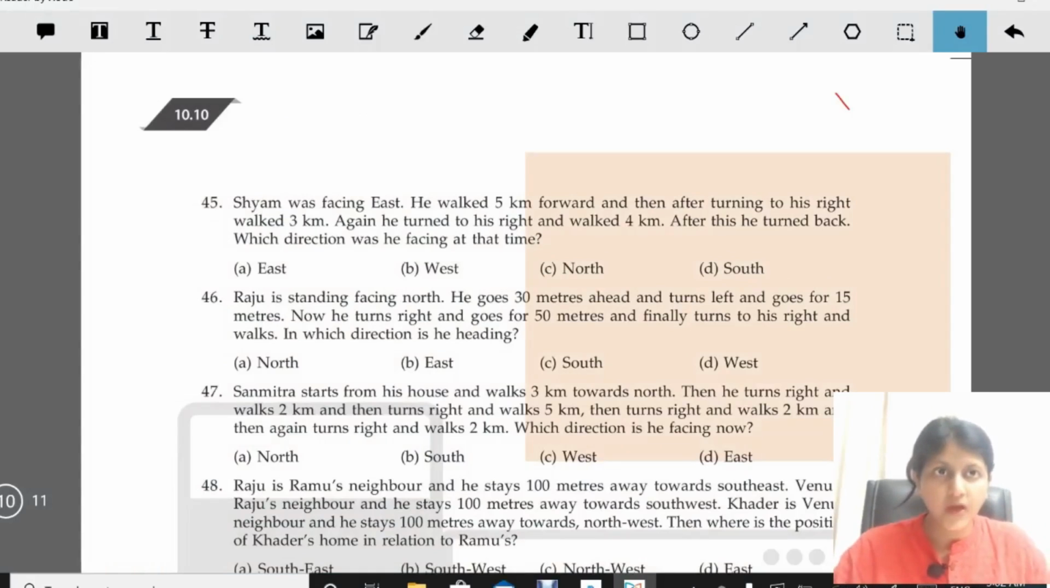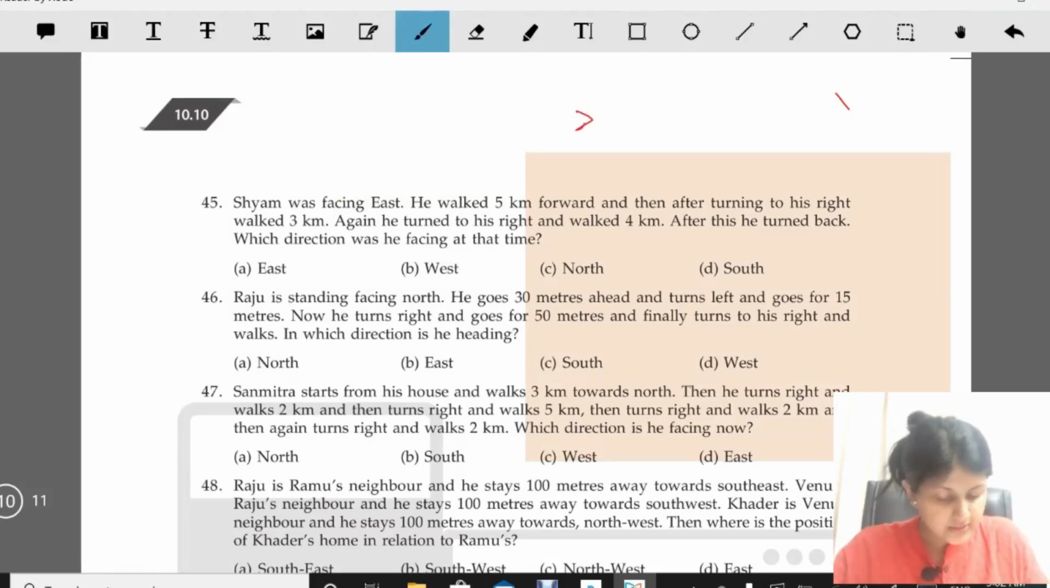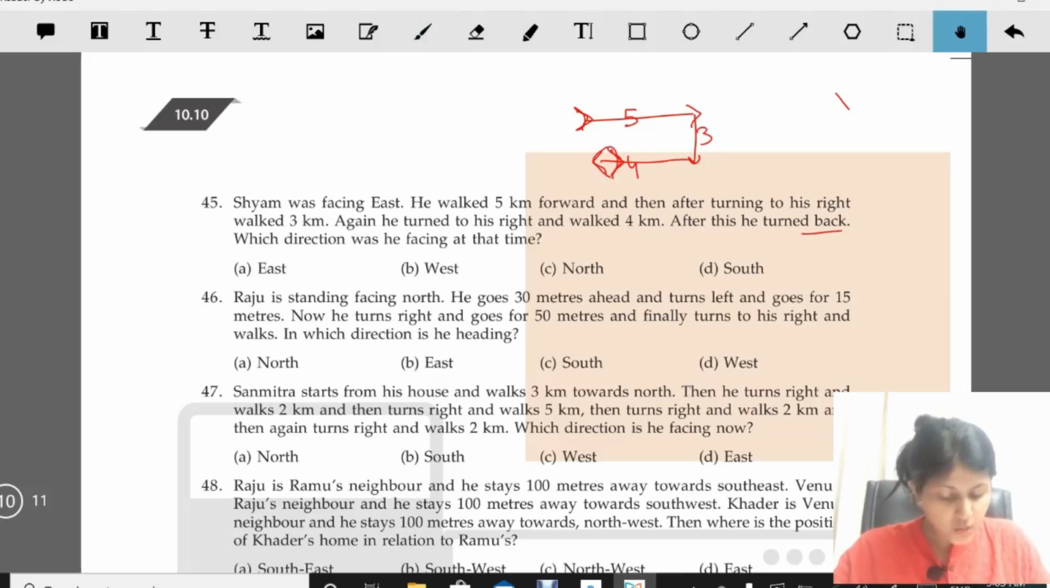Okay, I hope you solved the questions. You've tried at least solving the questions. Let us see. Question number 45. Shyam was facing east. He walked 5 kilometers forward and then after turning to his right, walked 3 kilometers. Again he turned towards his right and walked 4 kilometers. After that he turned back. Which direction was he facing at that time? Now he is facing which direction? East.